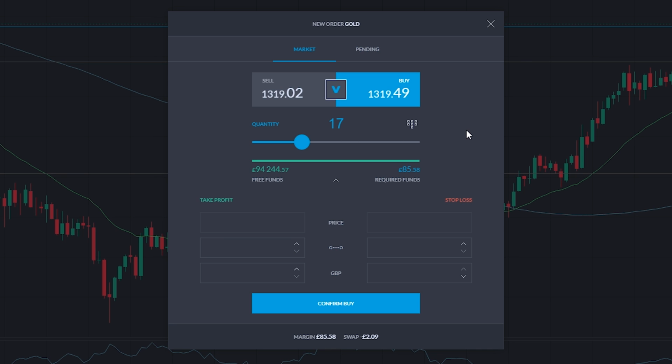Now the units for gold are actually ounces because this is priced per troy ounce of gold. 1,320 roughly dollars per troy ounce is the buying price. So 17 with an average range of around about 10.3 gives us a dollar value in the same sort of region as we were talking about for crude oil.